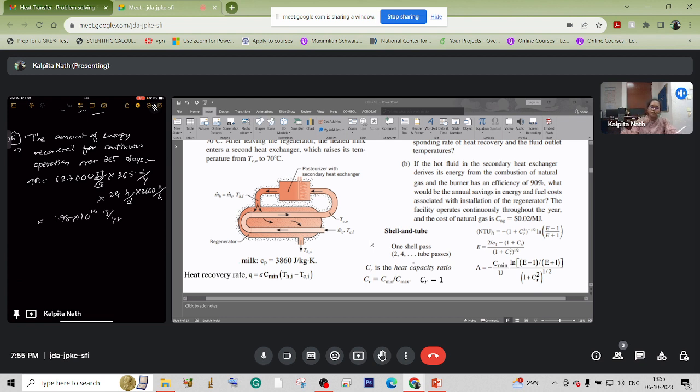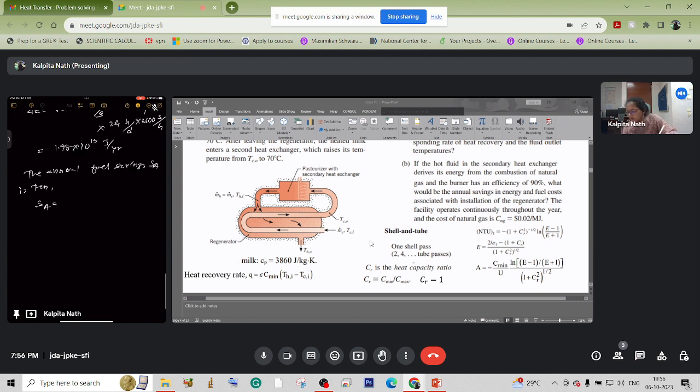So now we need to find the savings. So the annual fuel savings S_A is then equal to del E, the total energy recovered, into the CNG cost per joule, that is already given, upon the efficiency, that is 0.9.